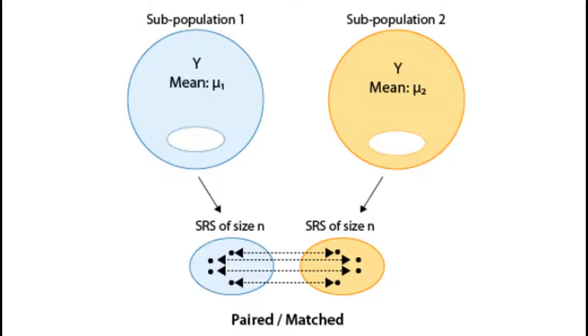Each observation in our sample from subpopulation 1 is matched, paired, or linked with an observation in the sample from subpopulation 2. The matching could be by person. We could have the same person measured twice. It could be individuals who are paired in some other way, husband and wife, siblings, twins, or we might even match people based upon common demographics like age, race, and gender. Notice by design, in this case, the sample size is n, and n represents the number of pairs.